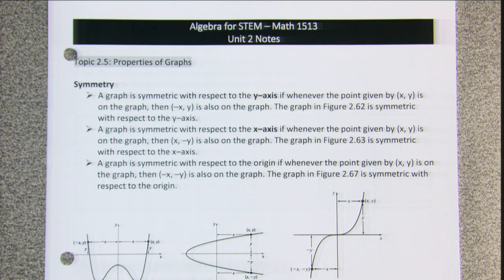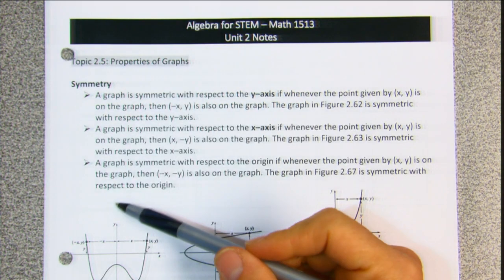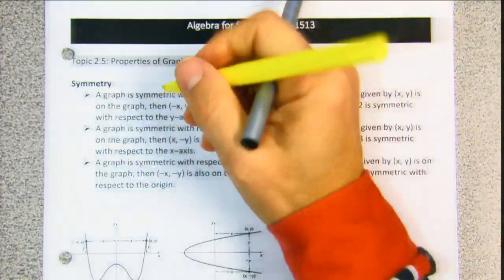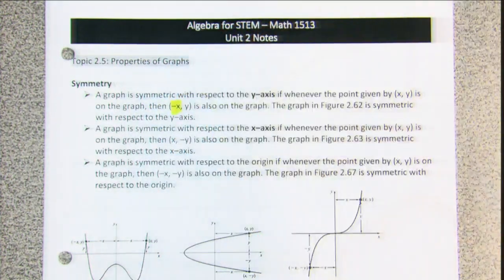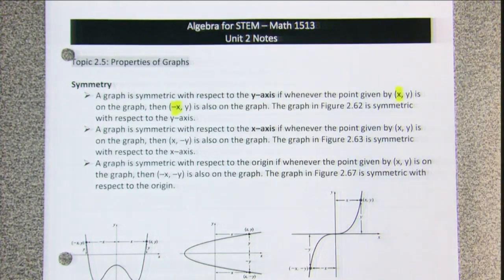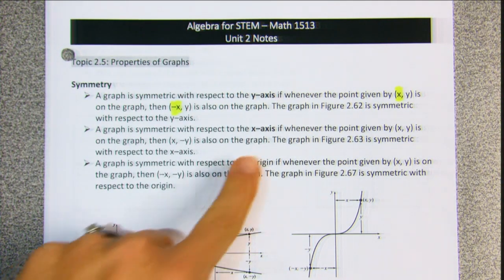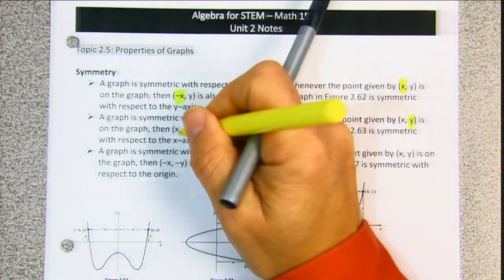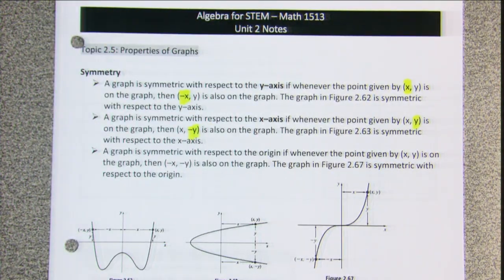2.5 isn't a really long assignment. One thing that I probably cannot stress enough is we're going to look at symmetry. If it's symmetric in terms of the y-axis, what you're going to notice is the x values are the same but with opposite signs. When it is symmetric to the x-axis, your y values have opposite signs. They're the same number, just with opposite signs.